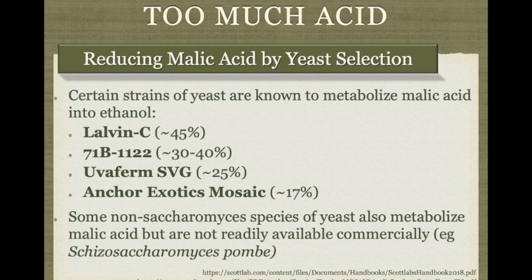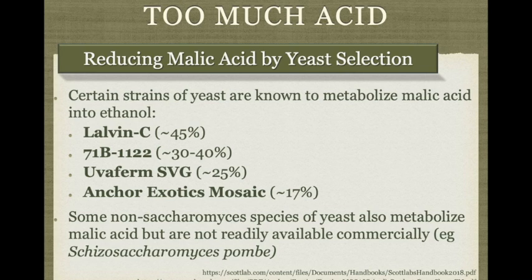So, too much acid. There are certain strains of yeast that will metabolize malic acid into ethanol. This is not the same as MLF. This is not malolactic fermentation because lactic acid isn't being produced. Malolactic fermentation is done by certain strains of bacteria, not yeast. But there are yeast strains that will decrease malic acid slightly. The most common one that we know about and use is 71B-1122, but Lalvin C actually has an even higher reduction of malic acid than does 71B.